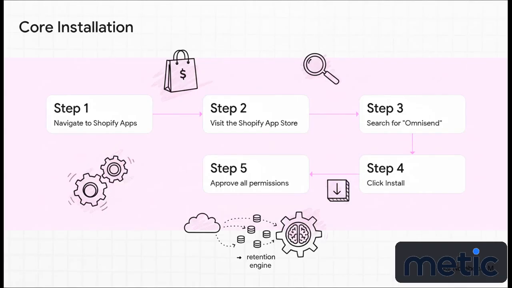And now it's time for the core installation. It's a really straightforward 5-step process, all inside your Shopify admin. You just navigate to Apps, find Omnisend in the App Store, click Install, and now this is crucial. You have to approve all the permissions. The second you hit approve, Shopify starts handing over the data to Omnisend, and our engine starts to turn for the very first time.